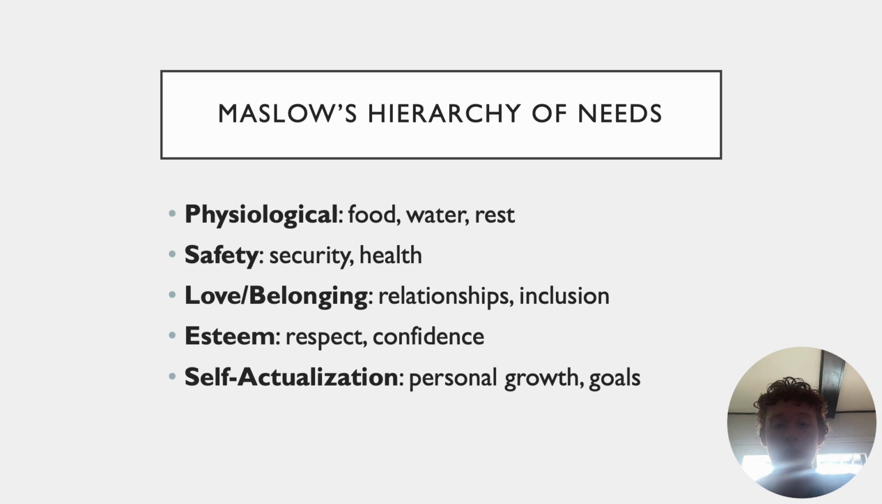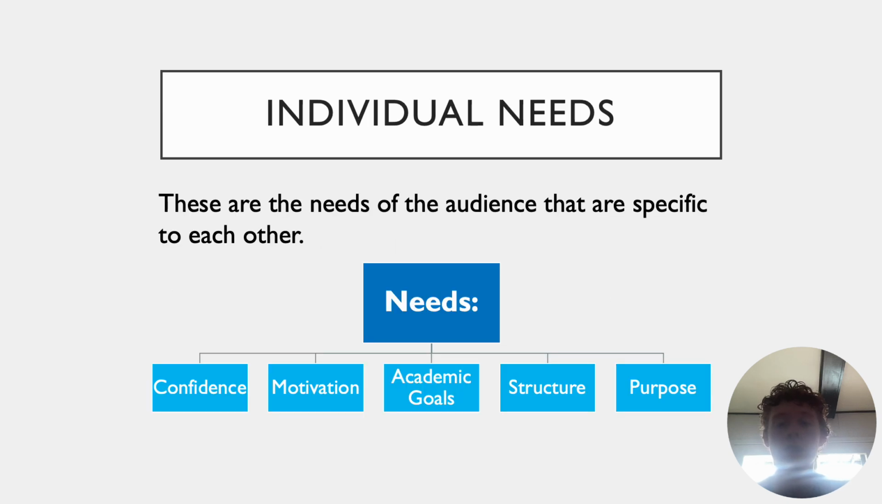Next is love and belonging. They want to feel included and welcomed in the communities they're in and the people they're around. Next is their esteem. They want to feel respected and confident in what they're doing and by their peers. And then the very top of the pyramid is self actualization. So they want to have personal growth and their goals. Next slide is individual needs.